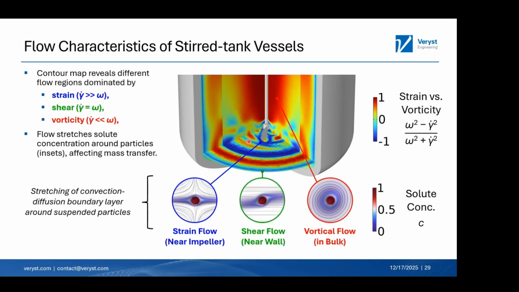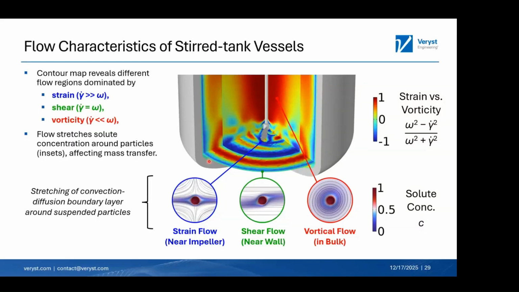So firstly, if we look at just how these regions are spatially discretized and segmented in the volume. So near the impeller, you have strong straining motion. Far from the impeller, you have strong vortical motion. And near walls, you have vorticity and rate of strain in approximate balance, which is basically a simple shear flow.